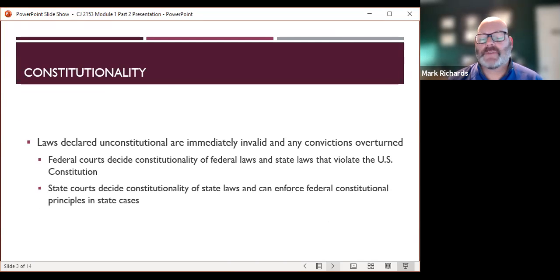Laws declared unconstitutional are immediately invalid, and any convictions are overturned. Federal courts decide constitutionality of federal laws and state laws that violate the U.S. Constitution, while state courts decide the constitutionality of state laws and can enforce federal constitutional principles in their own state cases.